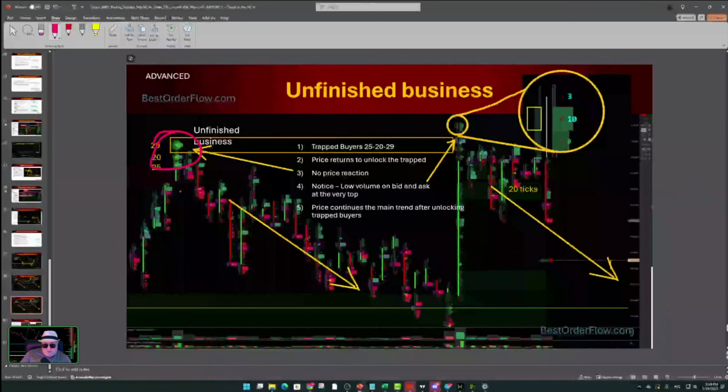Maybe as an absorption, the price may never come back, but in this situation, the price came back. And why I knew it was going to go down: because at the top it was very small.